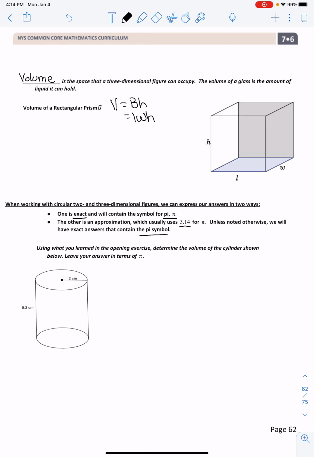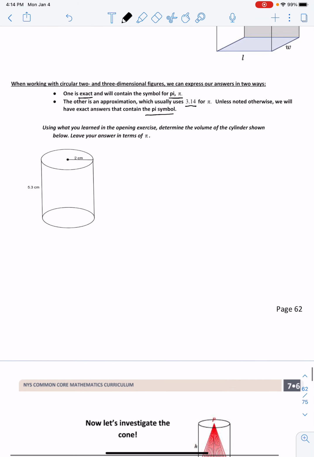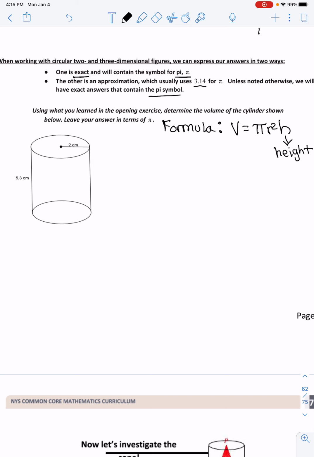So using what you learned in the opening exercise, determine the volume of the cylinder shown below. Leave your answer in terms of pi. Our formula for a cylinder is volume equals pi r squared h, where h is our height. Here we have our radius is 2, our height is 5.3.